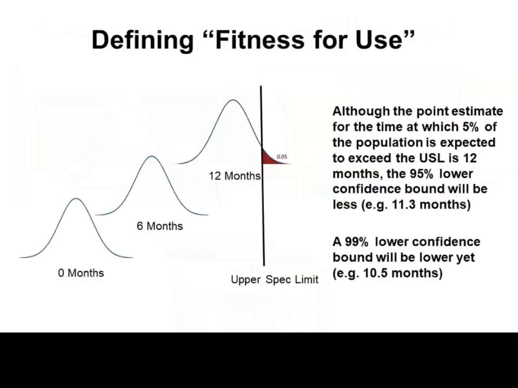So just to come back to this example we looked at with the 12-month shelf life, when I showed you this picture, when we reach the time at which 5% is non-conforming, the point estimate would be 12 months, but the actual lower confidence bound, say 95%, is going to be less, maybe just for example 11.3. We'd have to calculate it based on the data. And then if we wanted to be 99% confident, well, what happens to this lower bound? Well, it gets further away from the 12-month estimate.